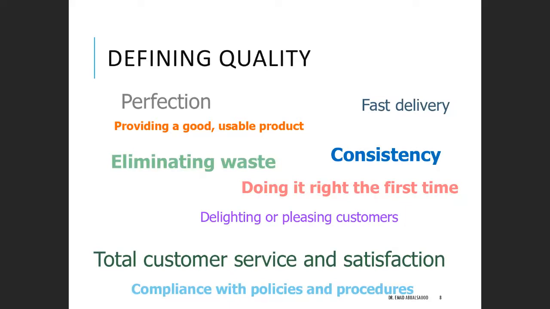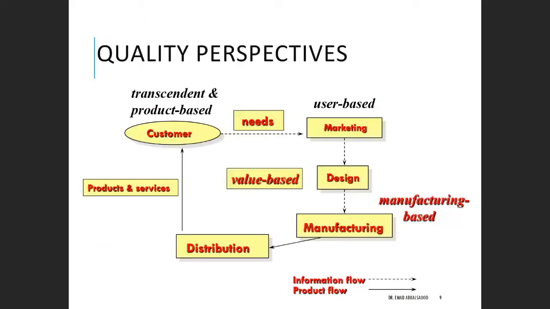So in defining quality, we can say that it can vary from philosophers, from scientists to others. It can be perfection, fast delivery. It can be eliminating waste, consistency, doing it right from the first time.